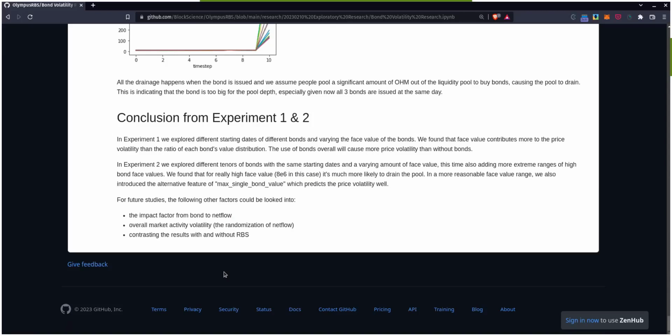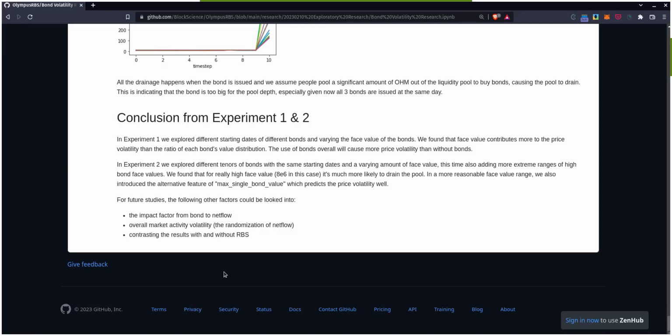So to conclude, in experiment 1, we explored different starting dates of different bonds and varied the face value of all the bonds. We found that the face value contributes more to the price volatility than the ratio of each bond's value distribution. The use of bonds overall will cause more price volatility than without any bond.